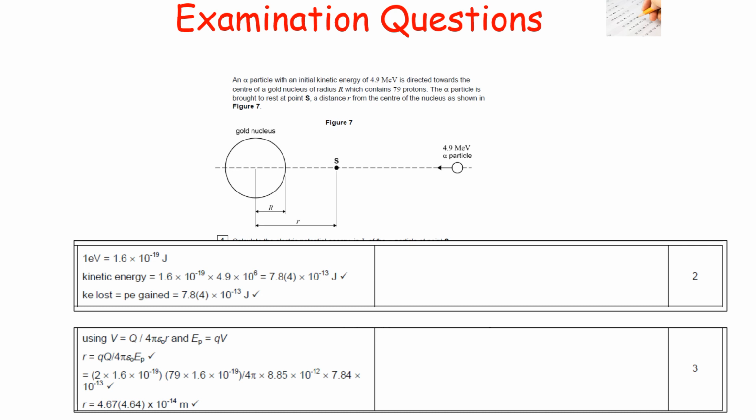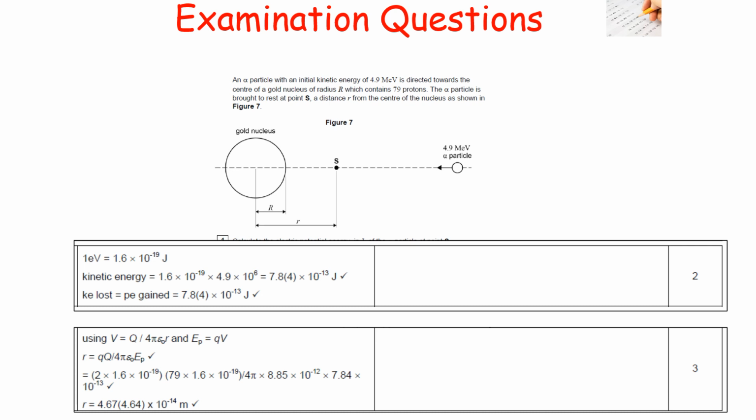Now, to work out the distance of closest approach, what you've got to remember is that electrical potential energy is charge times electrical potential, and electrical potential is Q over 4 pi epsilon 0 r. Both equations are given in the examination booklet. So electrical potential energy is going to be Q1 times Q2 over 4 pi epsilon 0 r. We can then rearrange it and make r the subject, so r is Q1 Q2 over 4 pi epsilon 0 times the electrical potential energy.